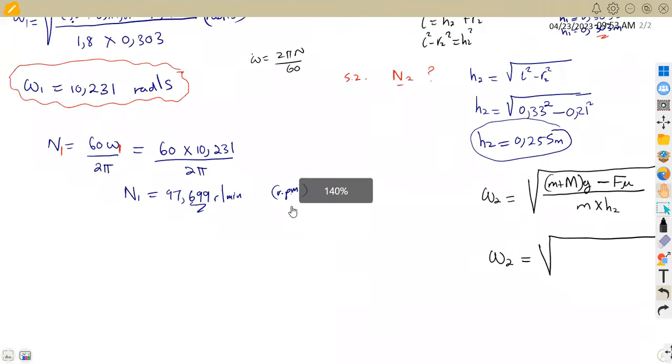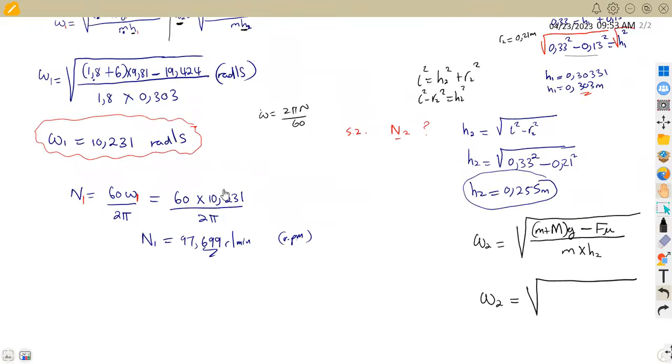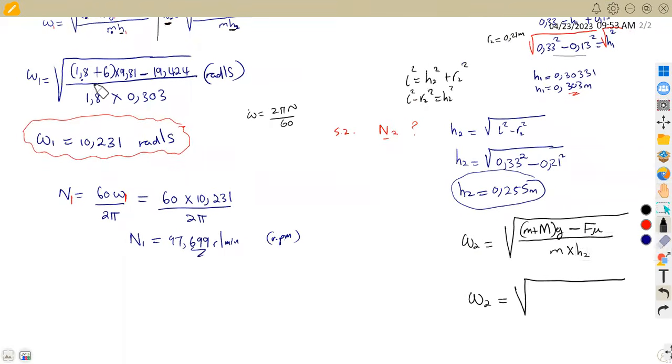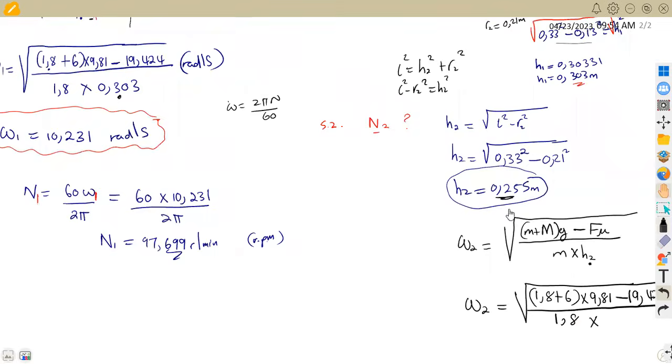So everything is going to remain as it is from this formula that we had here. All right, we wrote this part previously, these values here. Everything is going to remain as it is from this formula here. Only the height has changed. So here we are going to have 1,8 plus this value, which is 6 times the gravitational acceleration 9,81 minus the frictional force, everything as it is, 19,424. Then we divide by the mass of the balls, which is 1,8 as it is, but multiplied by H2 now. So our H2 is the one that we calculated here.